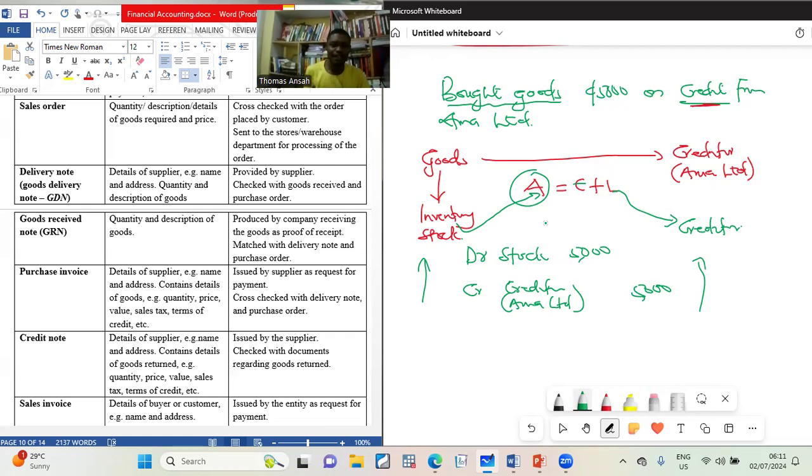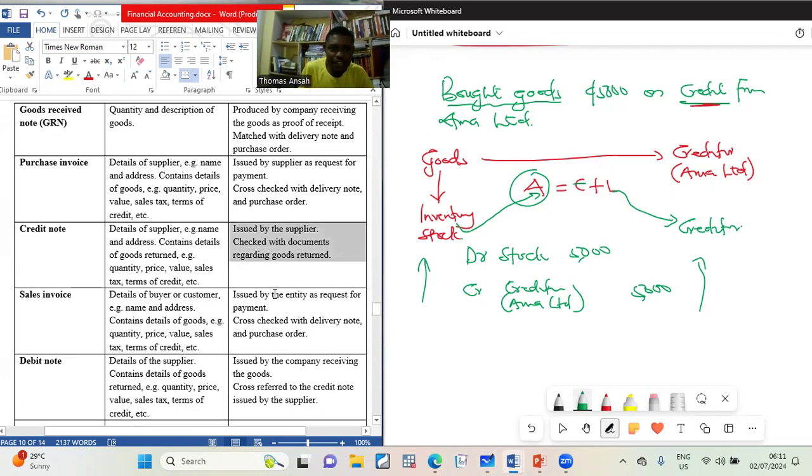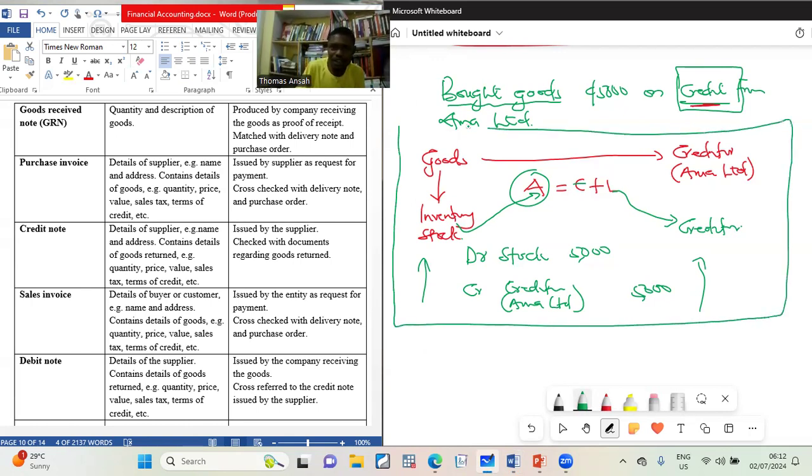Now, let's say that some of the goods you didn't like, you took it back to the creditor. So you see here that it is issued by the supplier. So let's say that this Ama Limited is the one that we bought from. In the books of Ama Limited, we are the company, we bought, this is our accounting record.